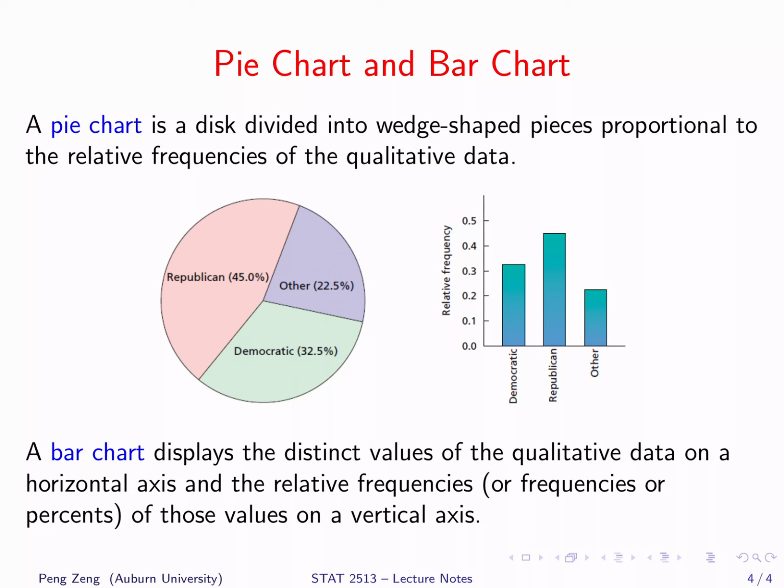Both pie charts and bar charts are common ways to organize and summarize qualitative data. They present both all possible values and the corresponding relative frequencies. Which one to use in practice depends on your own preference. They simply present the same information in different formats.